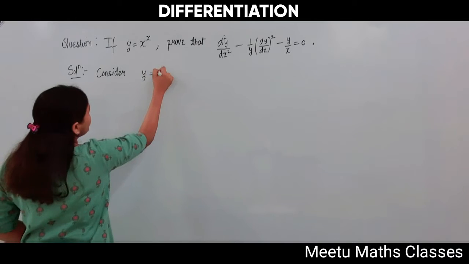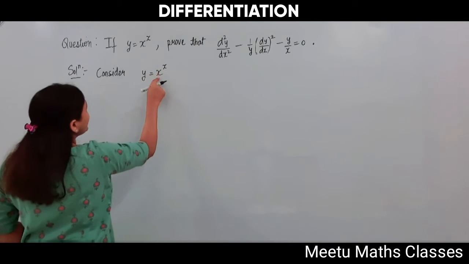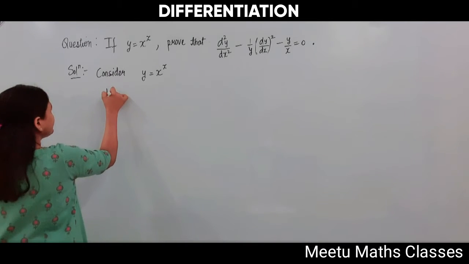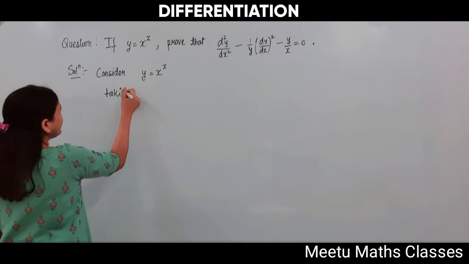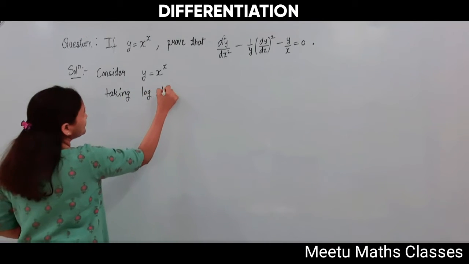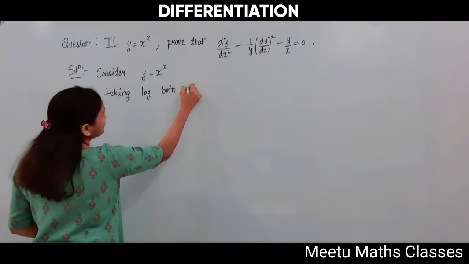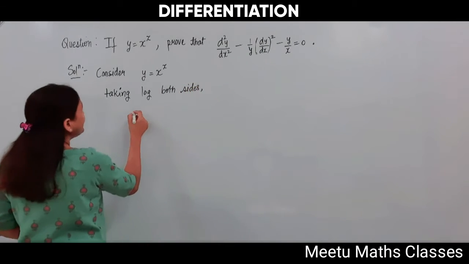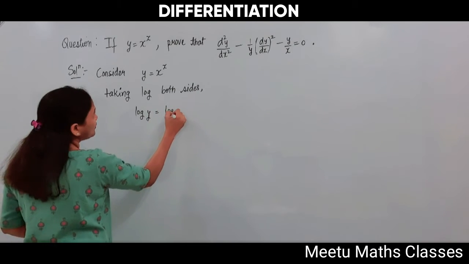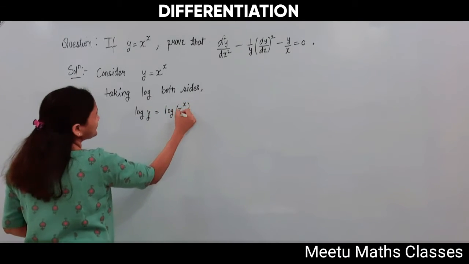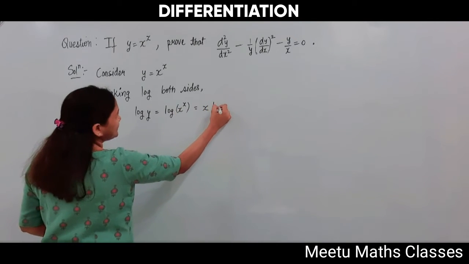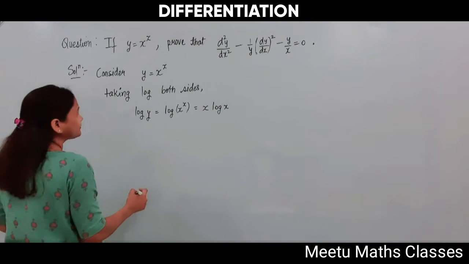y is equal to x raised to power x. Now this is function raised to power function, so we have to take log both sides. Taking log both sides, you will get log of y is equal to log of x raised to power x, and that can be written as x log x, as power can be taken in the front of log.